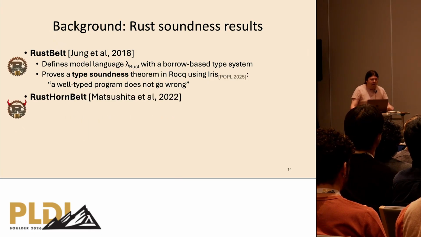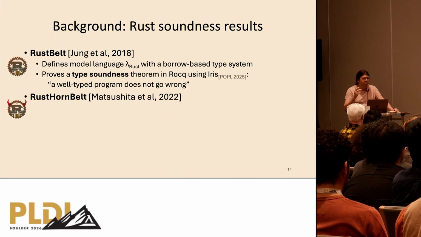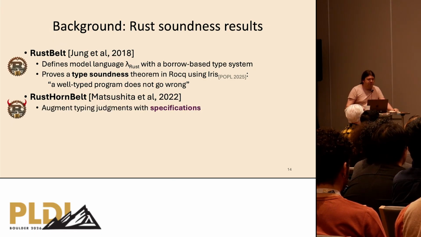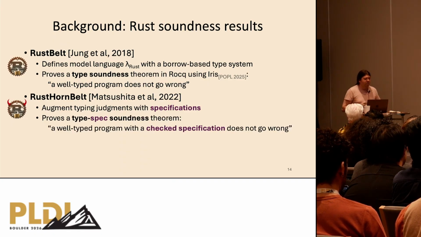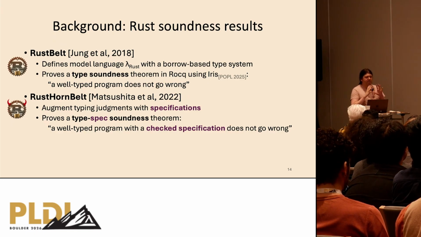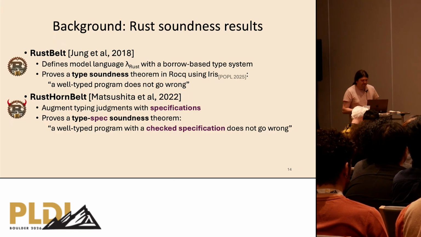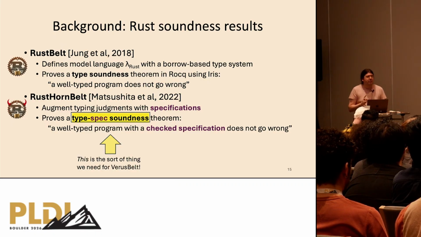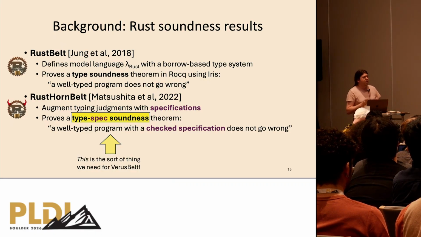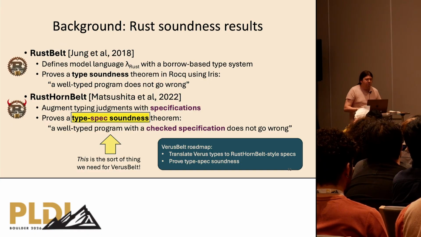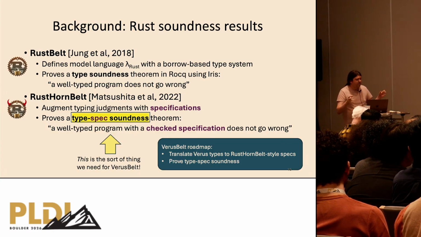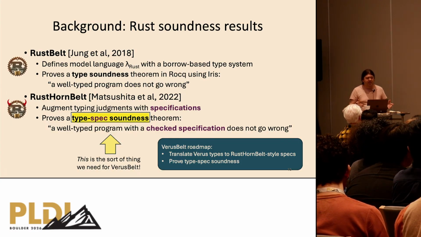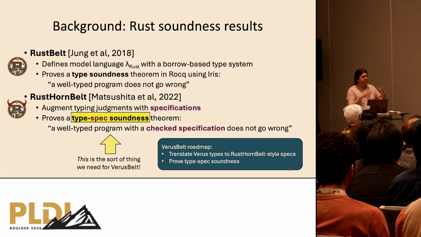However, a subsequent result, the RustHornBelt work, builds on RustBelt by augmenting typing judgments with specifications. And they prove what's called a type spec soundness theorem, which says that a well-typed program with a checked specification does not go wrong. And this is the sort of thing we need to do for VerusBelt. So with RustHornBelt, we basically have a roadmap. Translate Verus types into RustHornBelt style specifications, and then prove this type spec soundness theorem. And so that is basically what we do.